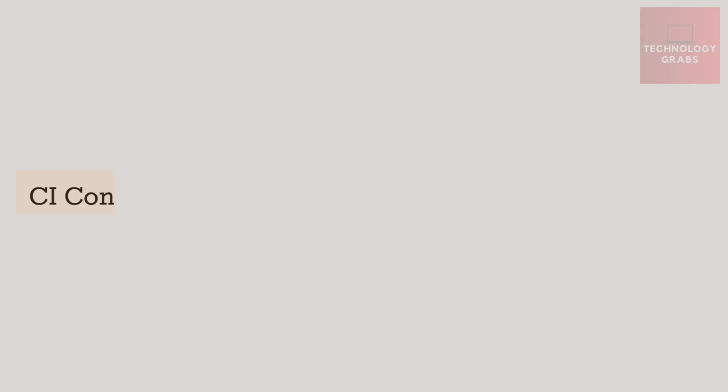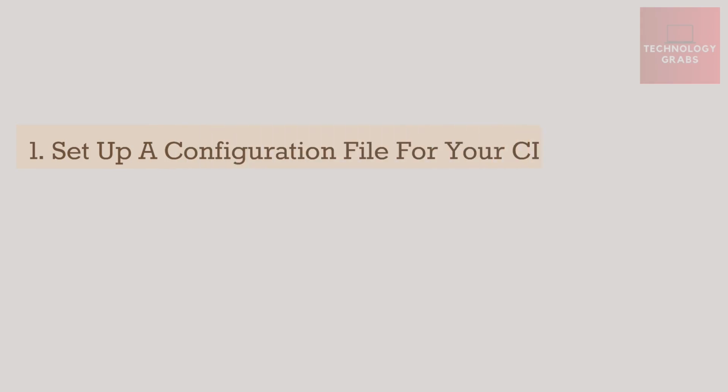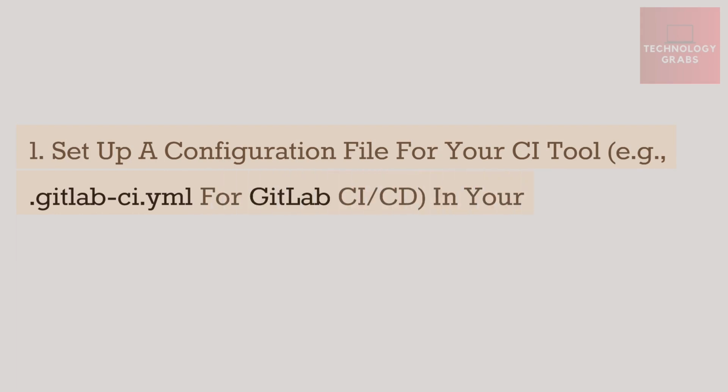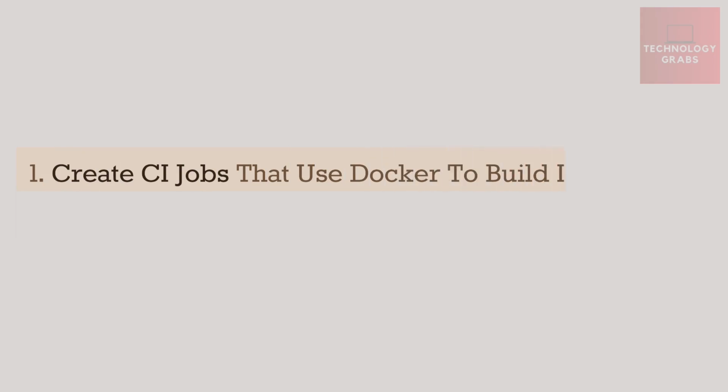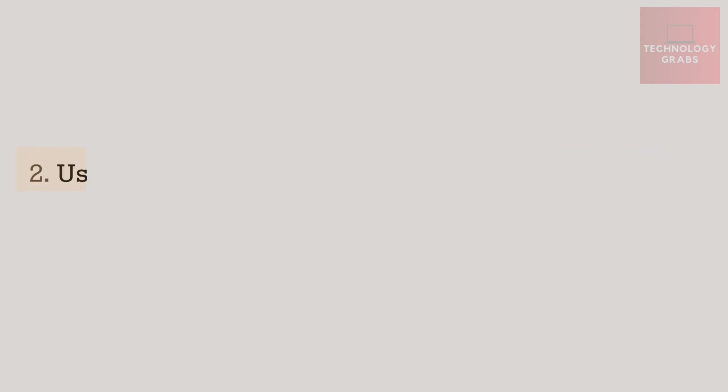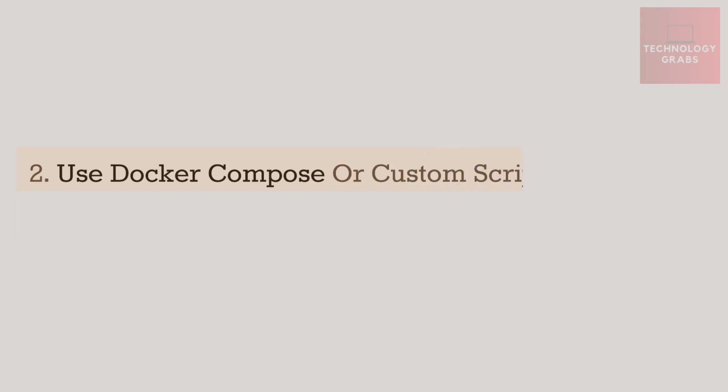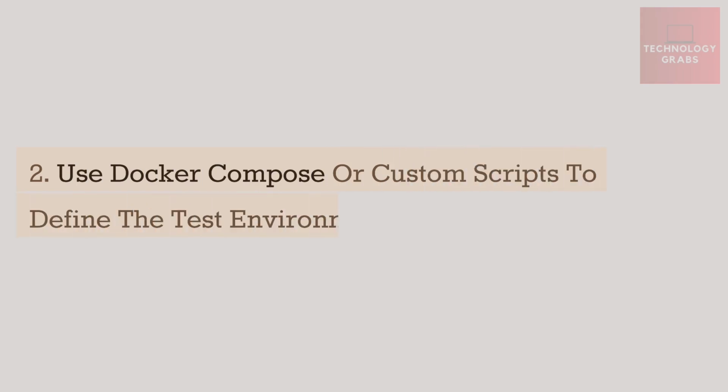CI configuration. 1. Set up a configuration file for your CI tool, e.g., .gitlab-ci.yml for GitLab CI/CD, in your repository. 2. Define CI jobs that build and test your Docker images. Build and test jobs. 1. Create CI jobs that use Docker to build images and run tests. 2. Use Docker Compose or custom scripts to define the test environment.